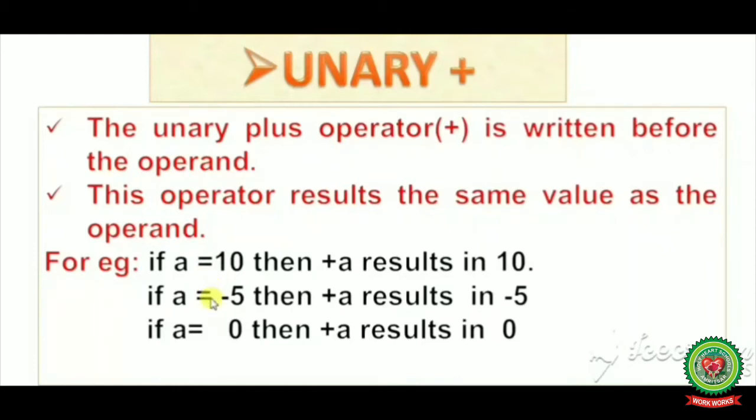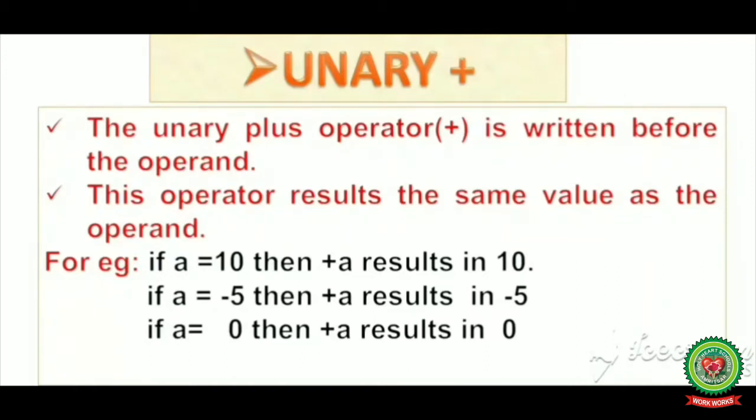The unary plus operator is written before the operand, means firstly the operator sign will come and then the operand will come. This operator results in the same value as the operand, means if your operand is positive, then you will get your result as a positive value, and if your operand is negative, then the result is negative.